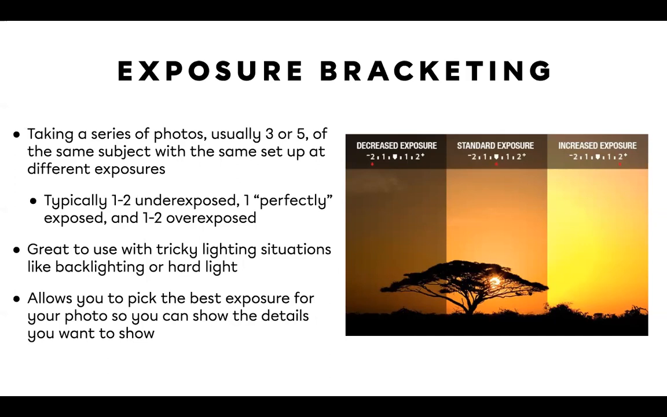But oftentimes, especially when you're shooting on your phone, what your phone thinks is a perfect exposure is not perfect. Again, on your phone, if you're trying to bracket, you can always tap on whatever it is you're trying to expose for, your shadows or your highlights, and you can adjust, then take your finger and slide it up and down to make your photo brighter or darker. This just allows you to pick the best exposure to show the details that you want to show within your photo.